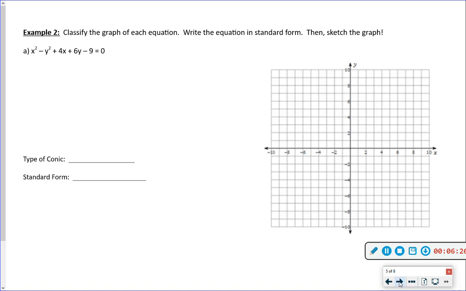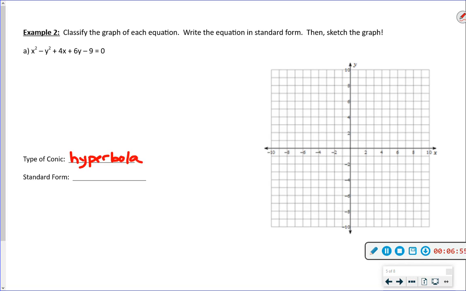Okay. Classify the graph of each equation, write it in standard form, sketch it. Okay, we're on it. So first tell me, what is this? Parabola, no circles today, just did that at the beginning for fun. Parabola, ellipse, hyperbola. Hyperbola, because of the subtraction. Can I look like that girl? Oh boy. Alright, we need to complete the square to get it in the form.